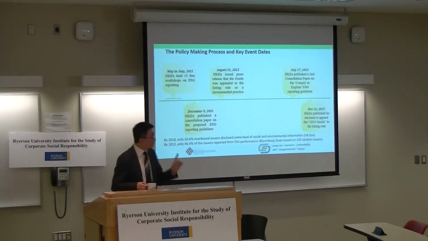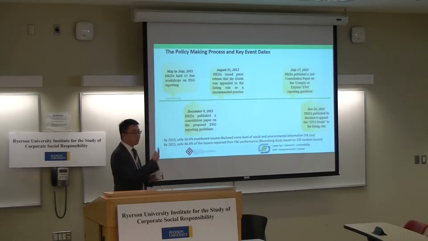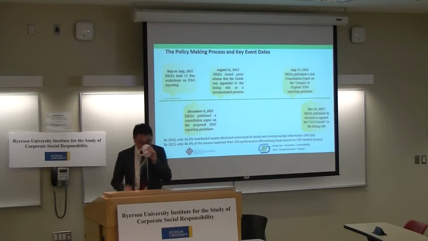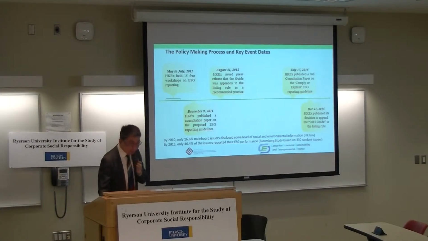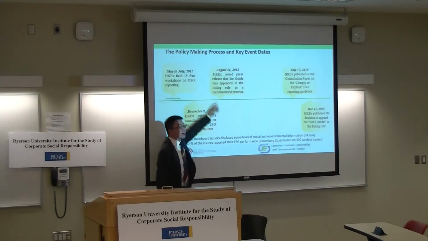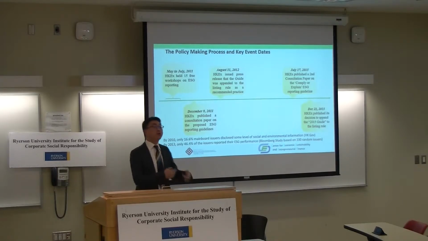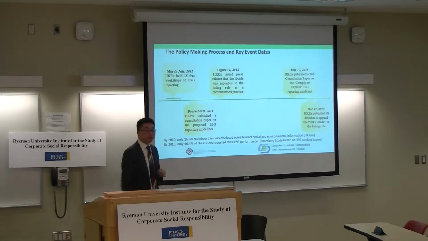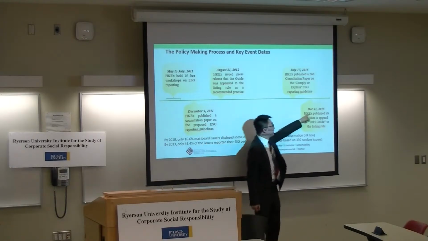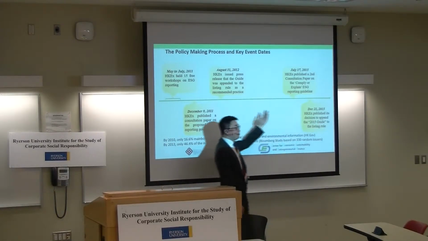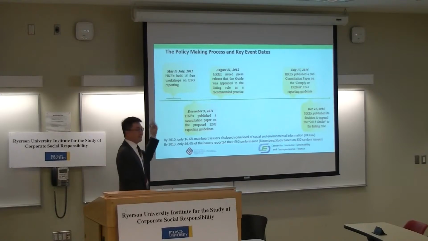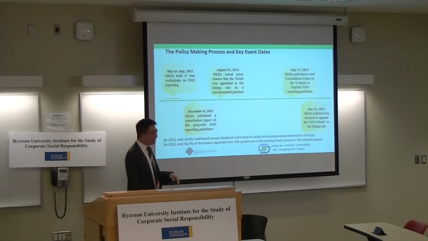And next I'm going to introduce to you the policy making process, which is very interesting. So why did I list these dates here? Because later on I will use them to do event study, because these are the key policy shocks. Okay, so let's start, because this rule finally came out in December, right? So we go back to 2010 or 11.